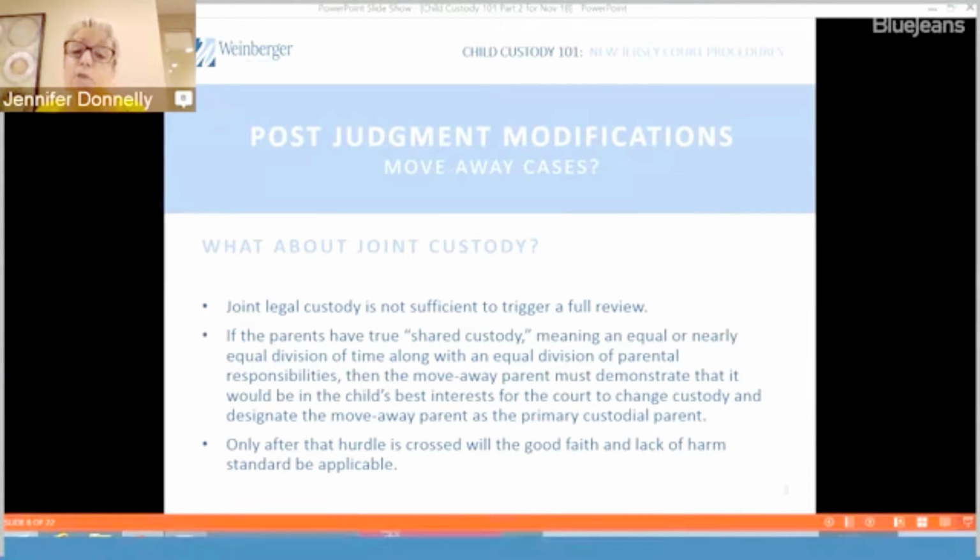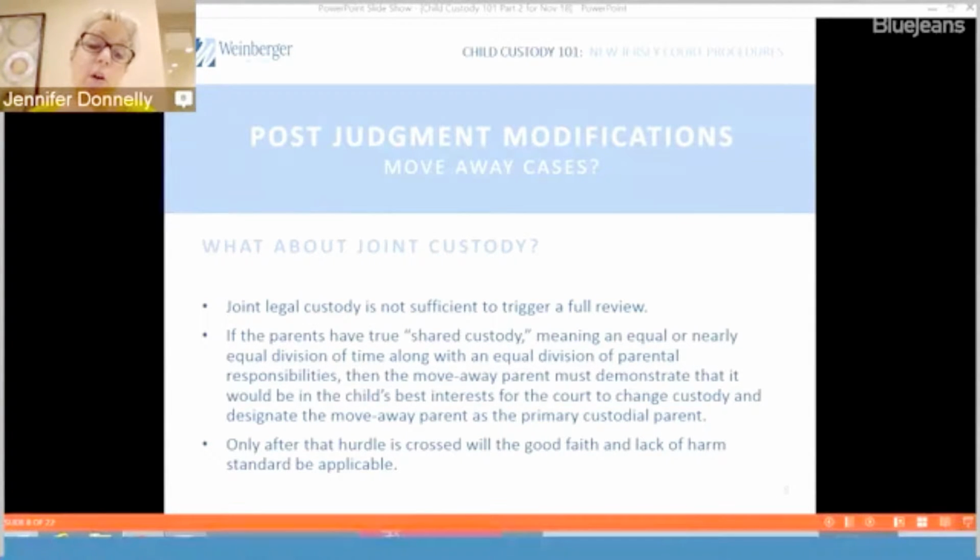But if the parents have true shared custody, meaning an equal or nearly equal division of time, also coming with that is obviously equal division of parental responsibilities. Then the parent who wants to relocate must demonstrate that it's in their child's best interest for the court to change custody and then make that parent the parent of primary residence. So here, by virtue of moving, it can't be shared custody anymore. So now that moving parent has to go back into court and say, not only do I want to move, but I need you to change the custody arrangement so I'm the parent of primary residence.